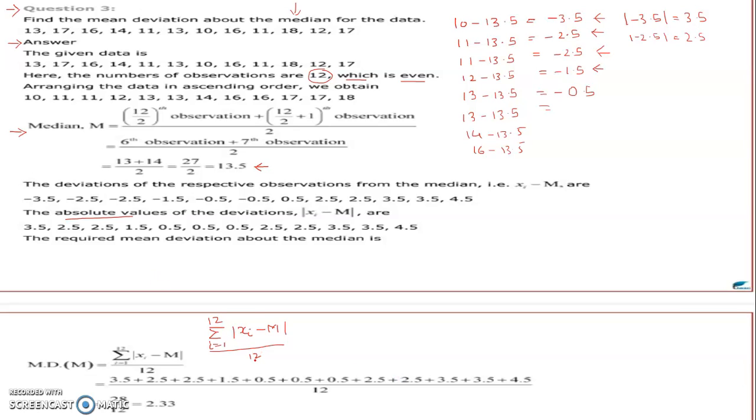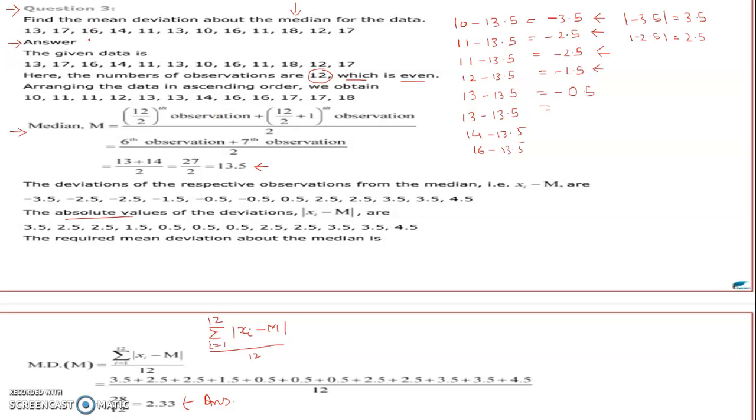Why are we dividing by 12? Because these are the number of observations, not this number 12. Count these numbers. How many numbers are there? 12. That is why we are dividing by 12. So adding this, we are getting 28 and divide by 12, which is equal to 2.33, which is your answer. I hope you have followed, students.